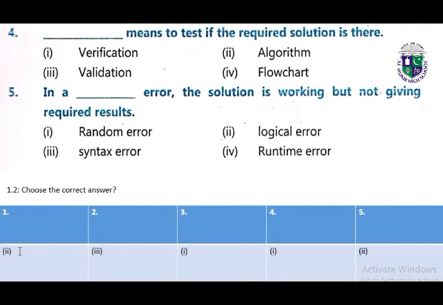First answer is part 2, the correct answer for 2. The third one is the correct answer for 3. The first one is the correct answer for 4. For MCQ number 4, the first one is the correct answer, and for number 5, the second one is the correct answer.